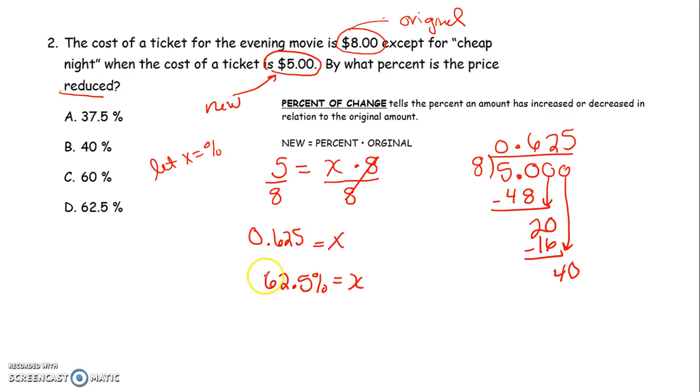But this isn't the final answer. $5 is 62.5% of $8. But by what percent was the price reduced? Originally you're paying 100%.